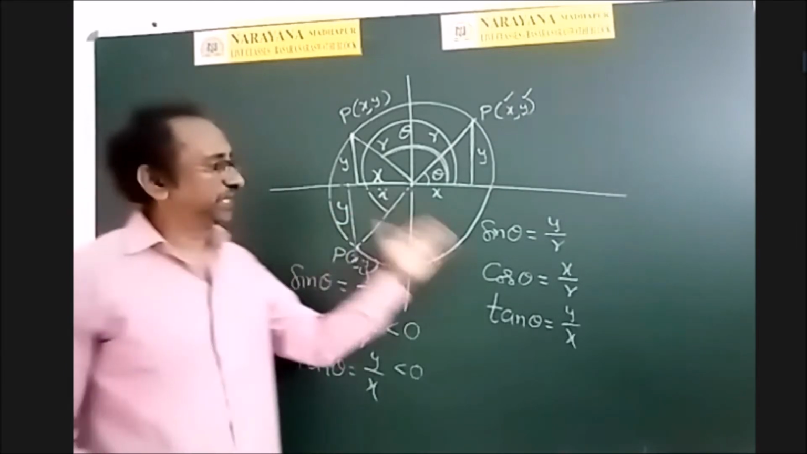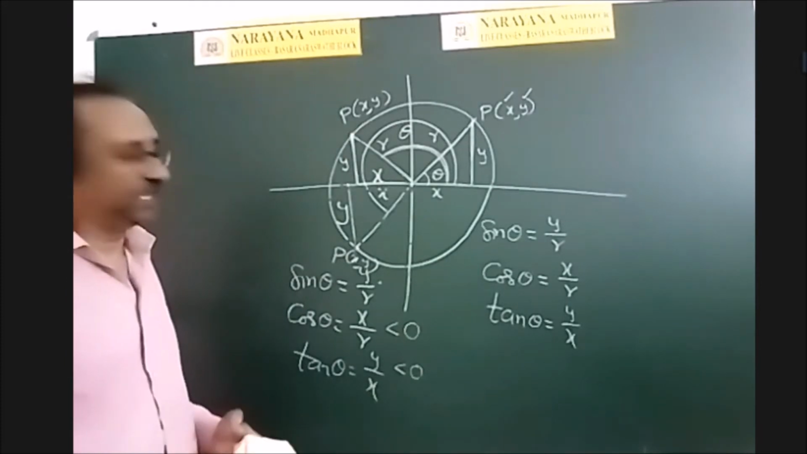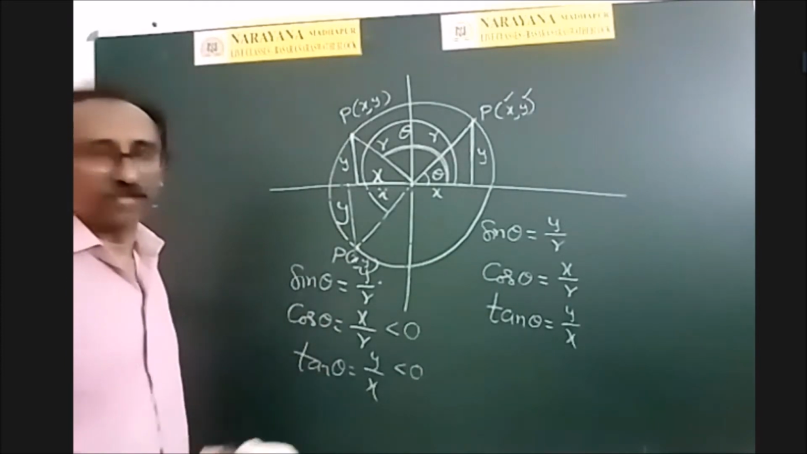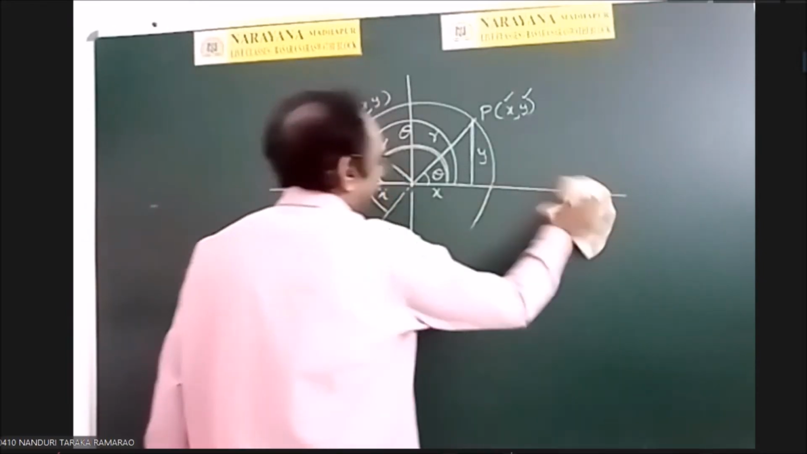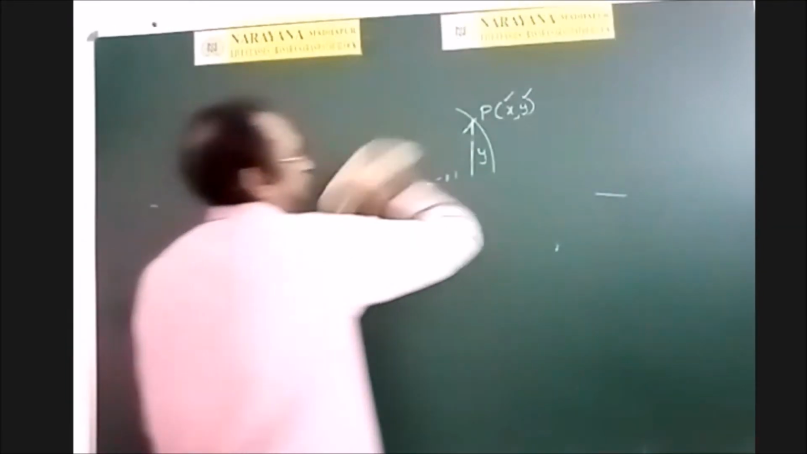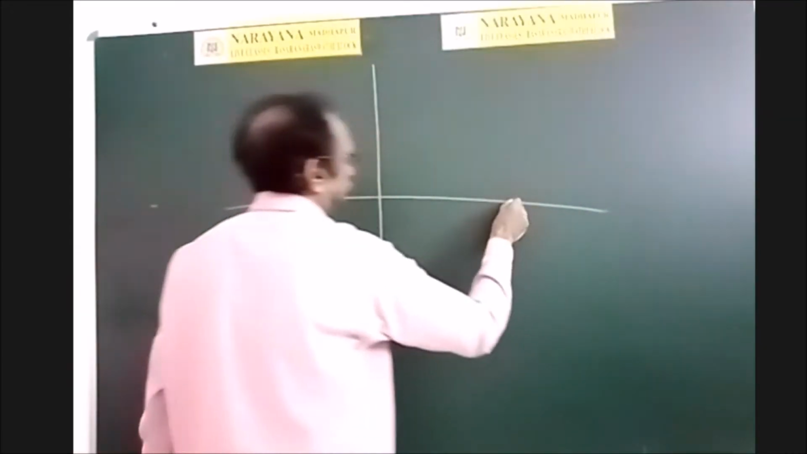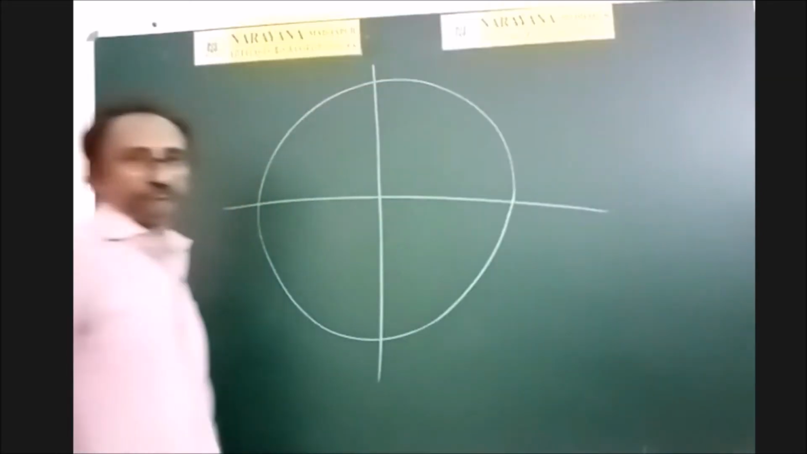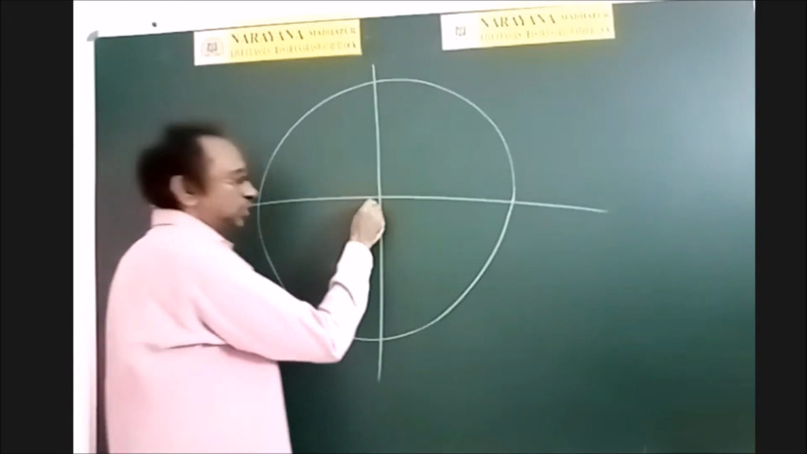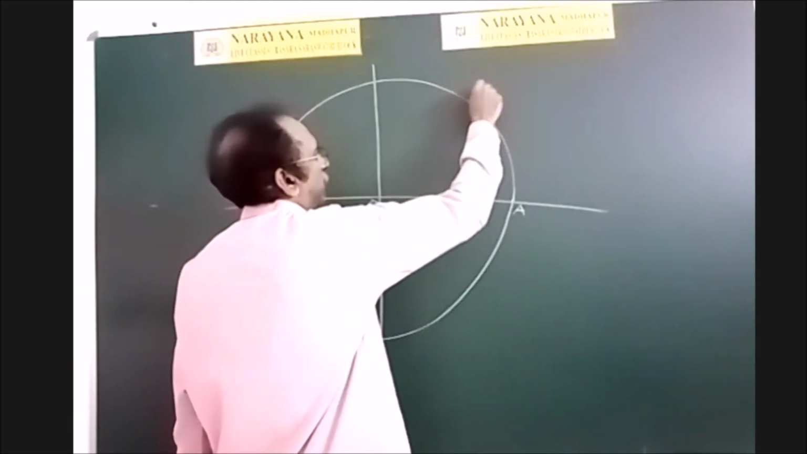So like that we can define it in the fourth quadrant also. So this is the way trigonometric functions are defined. Okay. Right. Now let us see the values of trigonometric functions. Once again I am drawing that circle. Right. So this is the origin. This is A. Suppose this is the point P.